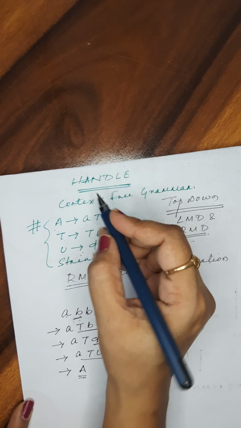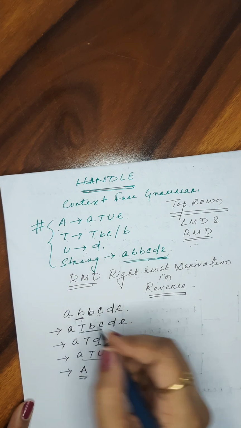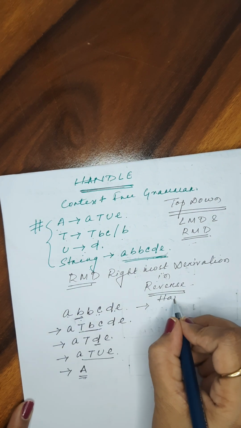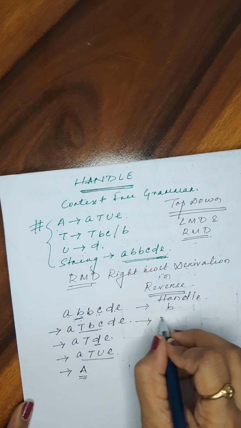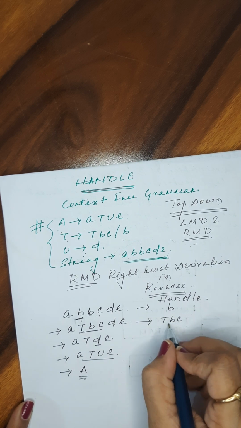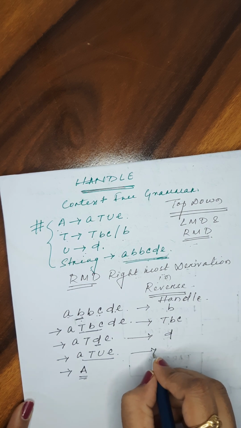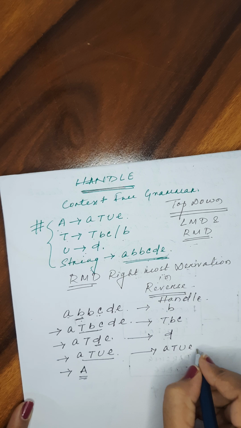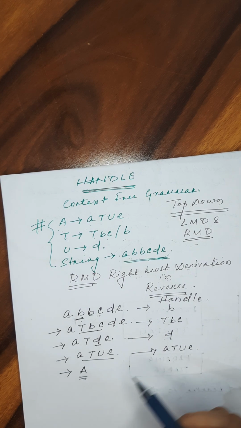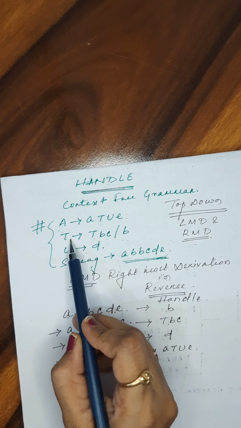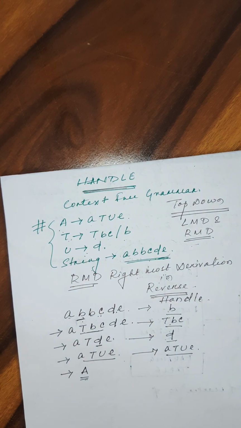Now comes the term handle. Here what did I get? B. So the handle over here is B. Here what do we reduce? TBC. So the handle over here is TBC. Here what do we reduce? D. Here what do we reduce? ATUE. So the right hand side portion of the string which we are replacing with the left hand side of the production, those substrings or strings are called the handle.